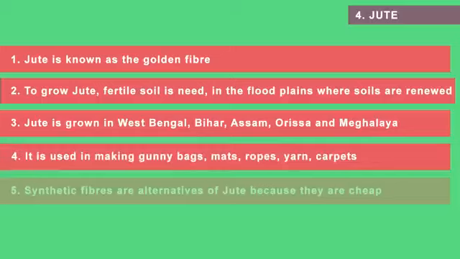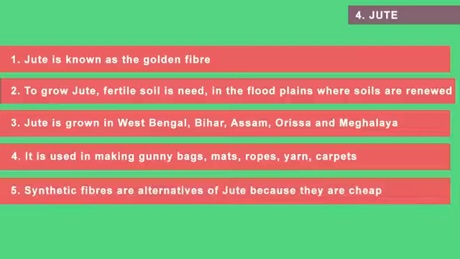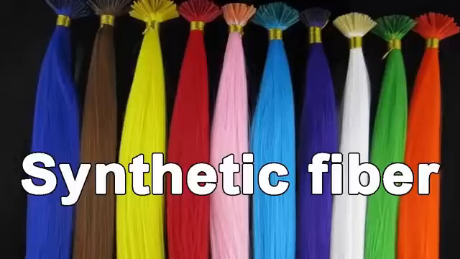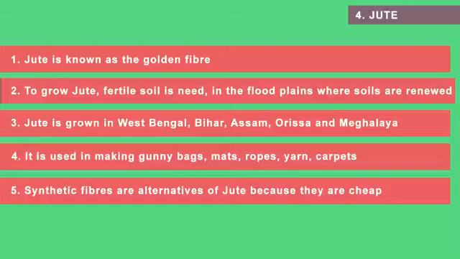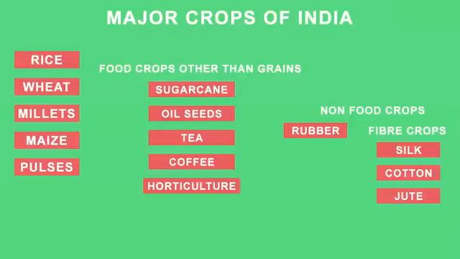Jute is used to make gunny bags, mats, ropes, yarn, carpets and other artifacts. And these are costly. They are of high cost. Because of that, it is losing market because we have an alternative to that. It's called synthetic fiber, which is also called artificial fiber. They are chemically produced and they are cheap. So that brings us to the end of jute and also to the end of all types of major crops that are produced in India.